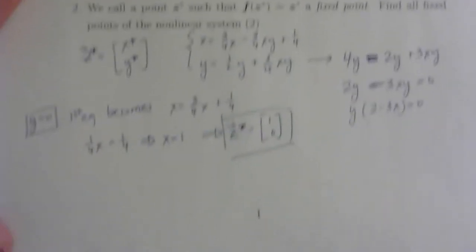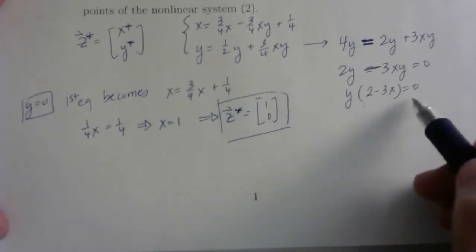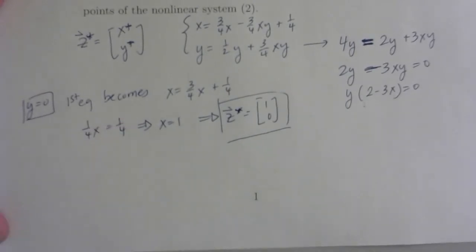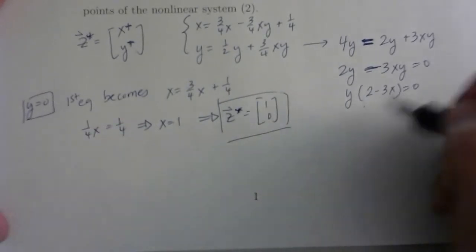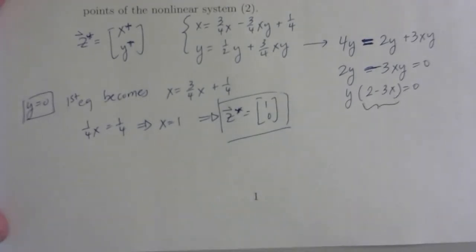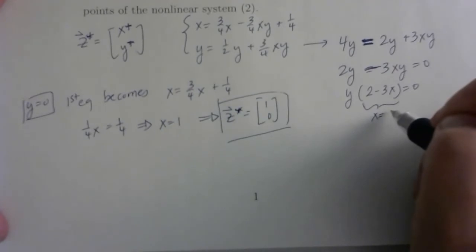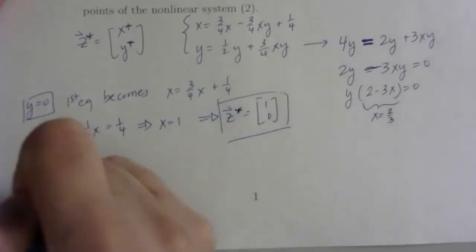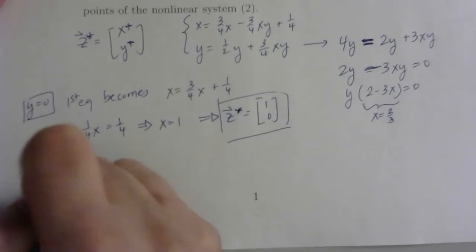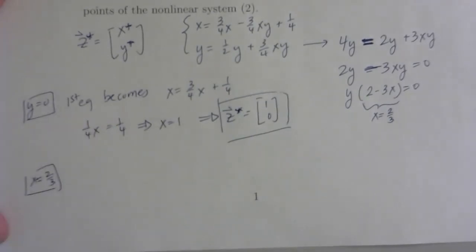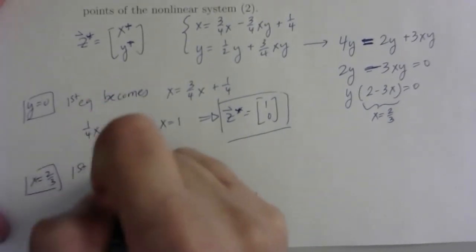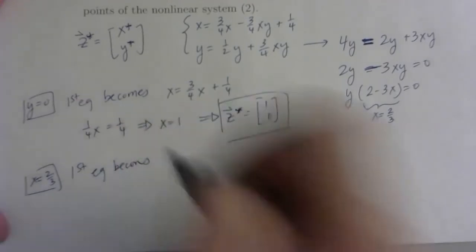Now the second condition that we have that makes the second equation equal to 0 is that this term 2 minus 3x should be 0, which is equivalent to saying x should be 2/3. So if x is 2/3, then the first equation becomes what?